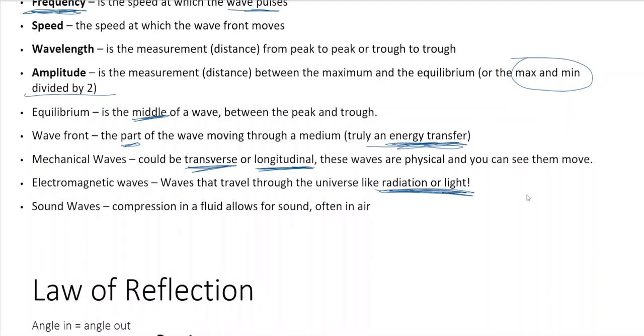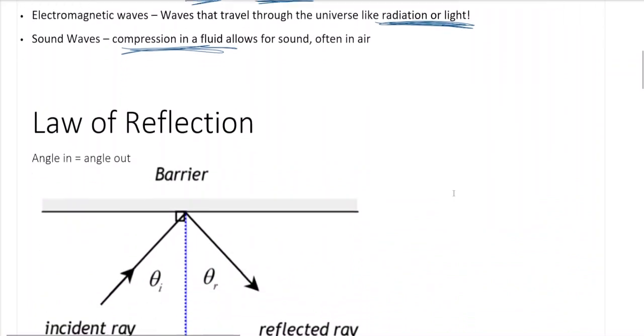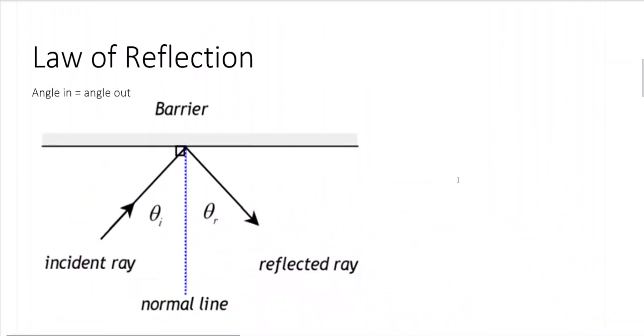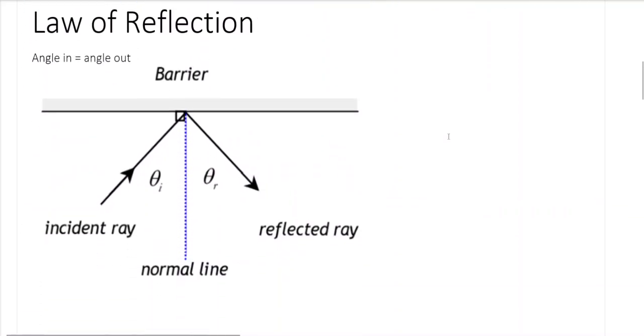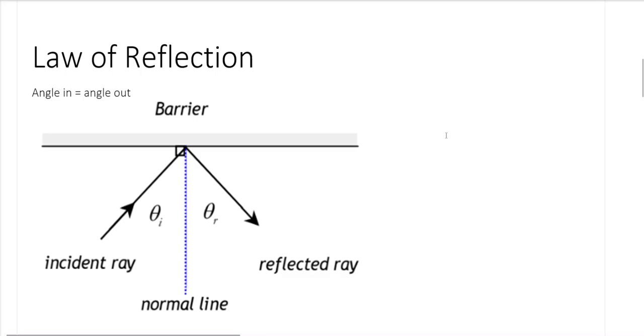And then sound waves are also a form of mechanical waves, but it's a specific type where it's a compression in fluid allowing for sound. And that's often in air, but it doesn't have to be, and we'll look at some examples of that later. Okay, here's the first actual piece of knowledge other than definitions. The law of reflection. Whatever the angle is coming in equals the angle out. So those two angles there are equal. Okay, and this is something we'll learn in grade 8 science. Angle in equals angle out.